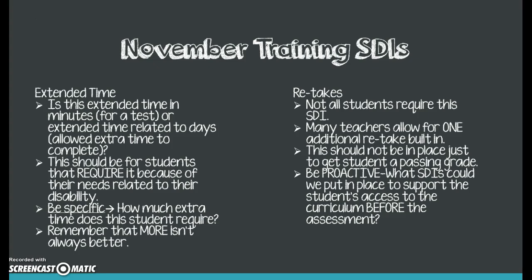Take a peek and see what your teachers provide. Remember that this should not be in place just to get the student a passing grade. This is not a way for students to pass. If our students are struggling to pass tests, then we want to be proactive. What are some SDIs that we could put in place to support the students' access to the curriculum before that assessment?